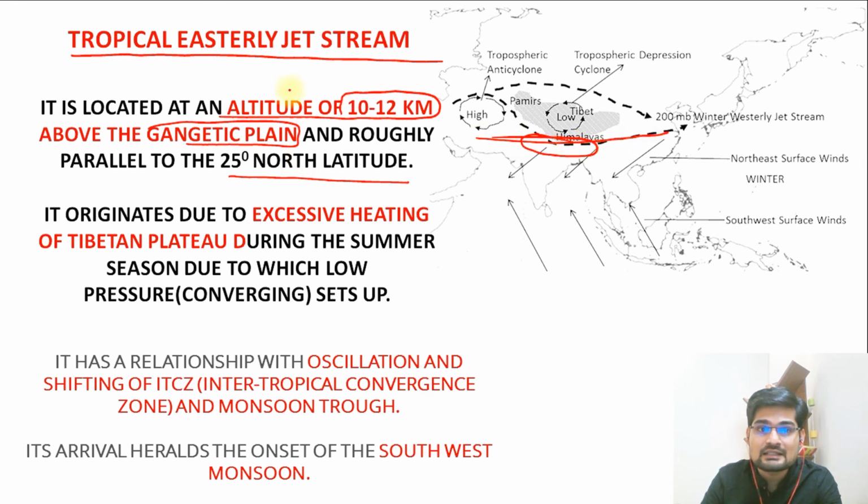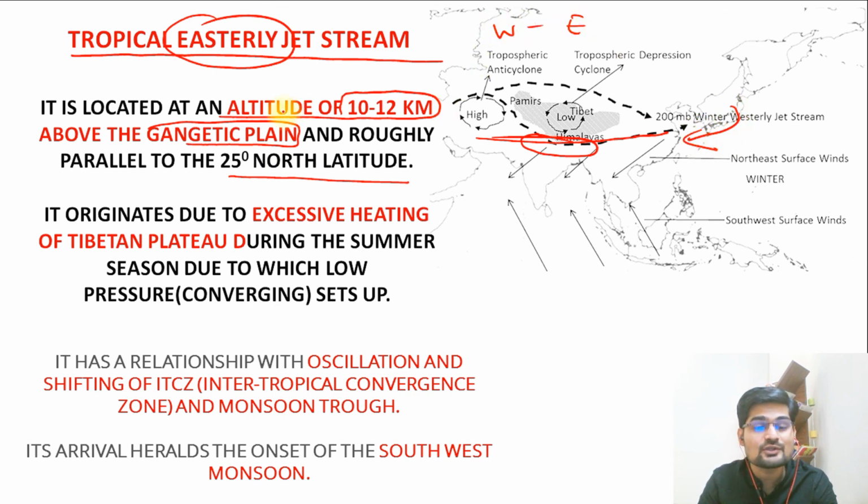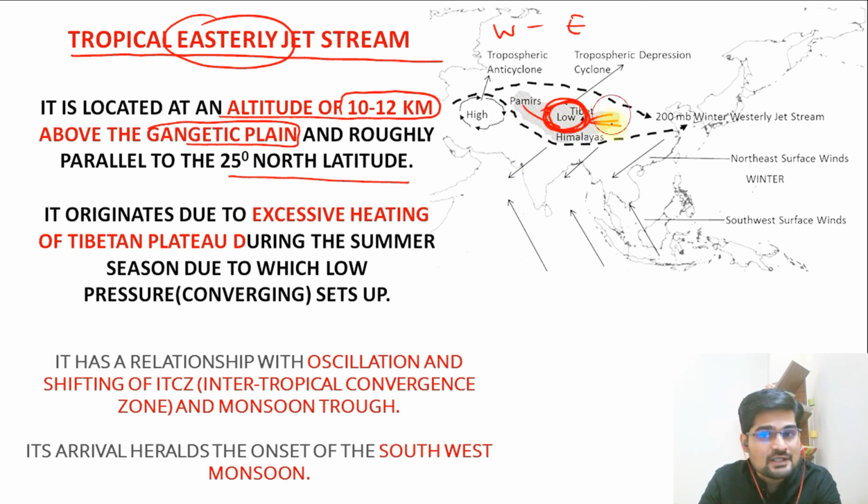And remember, it is called easterly. It's not west to east now. It is coming from east to west. Why is it so? It's a very interesting concept. Now let's understand what happens here during the summer. There is a low pressure belt created here, right? A low pressure belt is created in Tibet because it warms up, right?